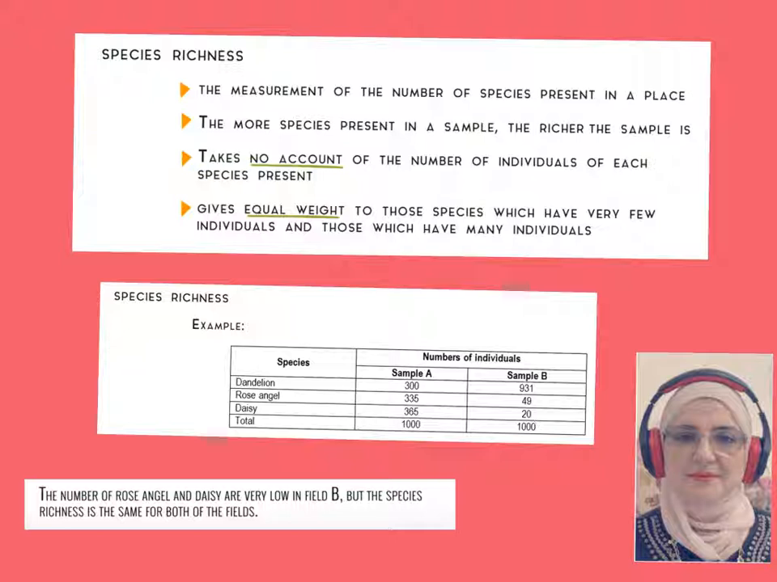Looking carefully here, you can see that rose angel has very high individuals in sample A and very few in sample B. Species richness does not take the individual number of each species into account.